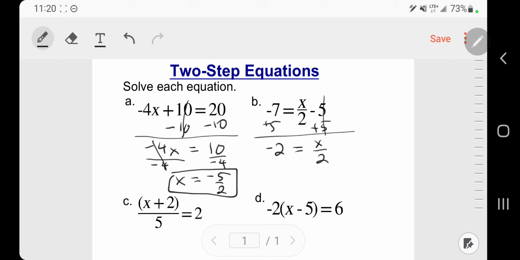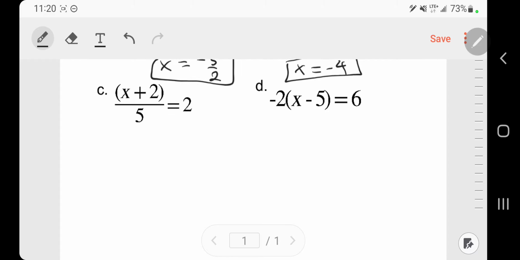Now don't let the fraction confuse you. X divided by 2 and x over 2 are pretty much the same thing. So in order to get rid of this 2 in the denominator, because this is x divided by 2, the inverse operation would be to multiply by 2. And if I do that to one side, I must also do that to the other side. So in this case, I end up with negative 4 equals x, or in other words, x equals negative 4, because that's an interchangeable property. So you can reverse that and still keep the same value. All right, so A and B, relatively similar steps. Moving on to C now.